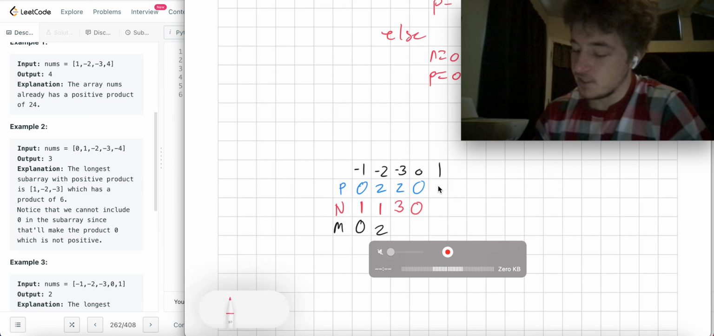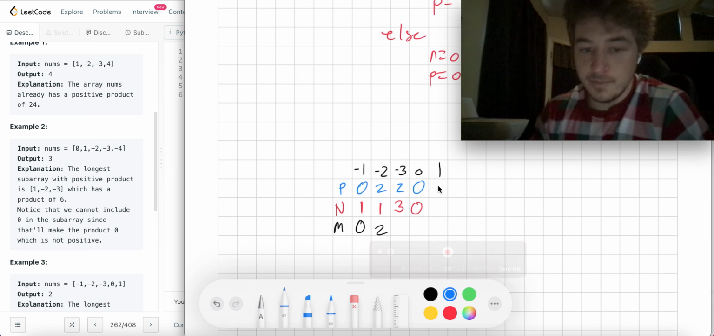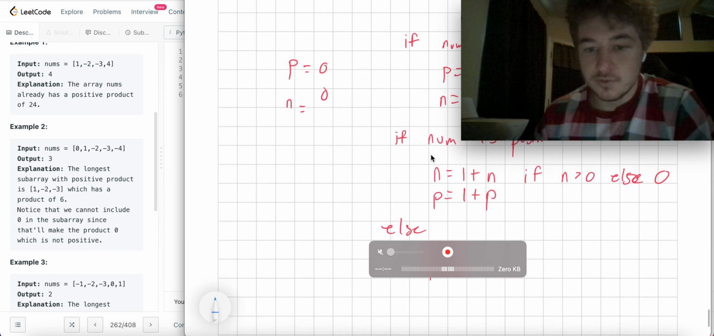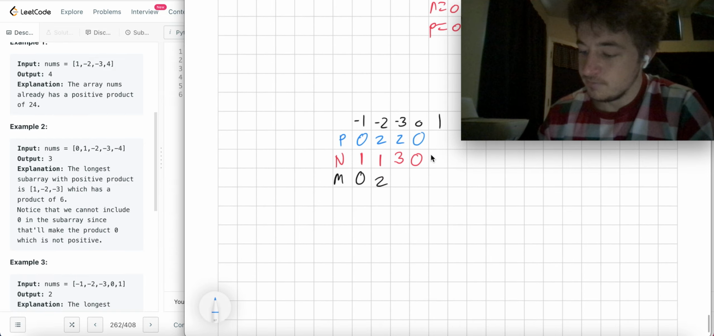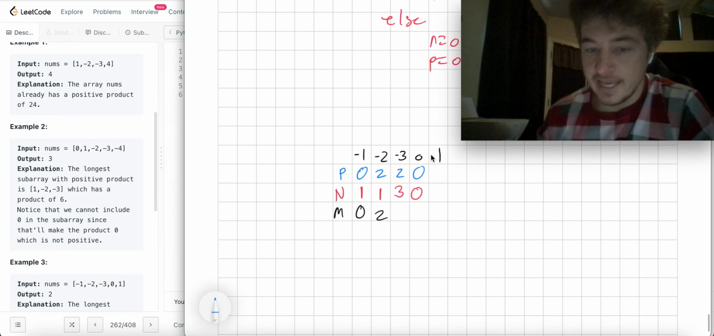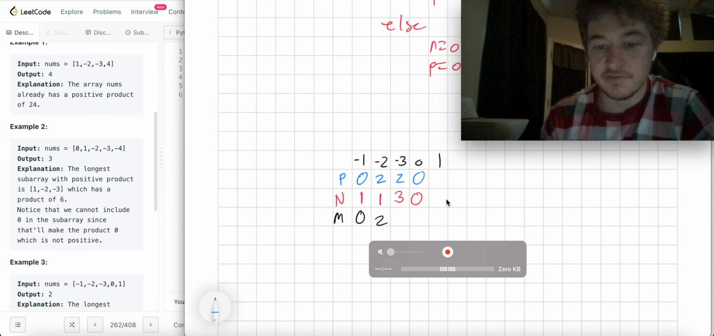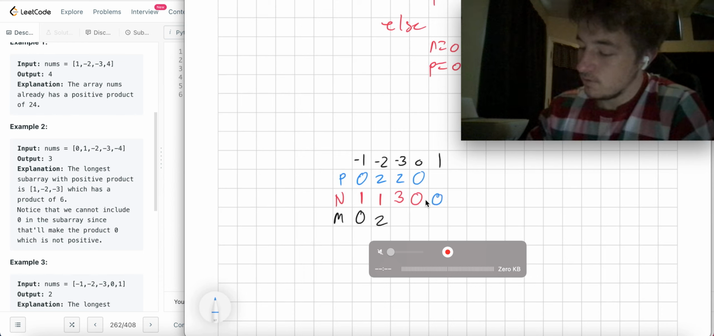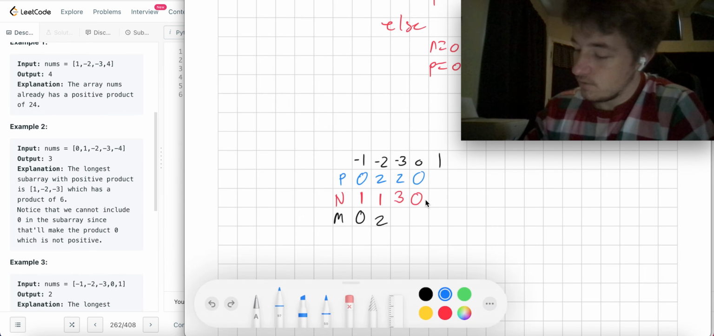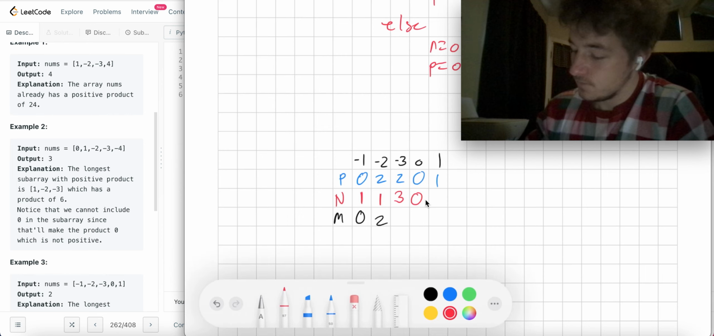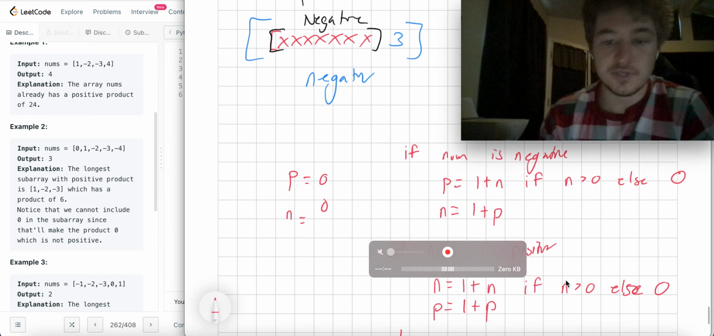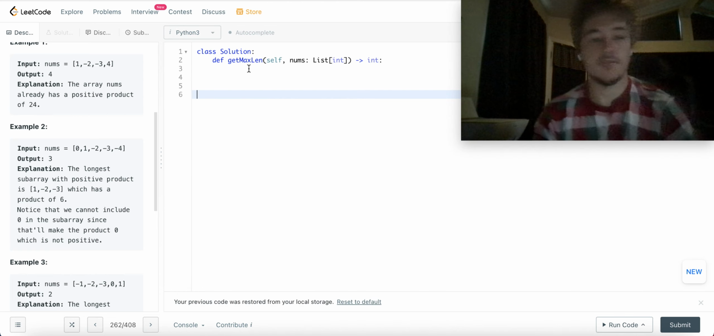If I attach myself with a positive 1 here, n equals 1 plus n if n is greater than 0. I can't attach myself to a negative and make it more negative because there's nothing negative before me, so this is still 0. This is 1. This is 0. Okay, so with that, let's go ahead and just run through the problem using this example.